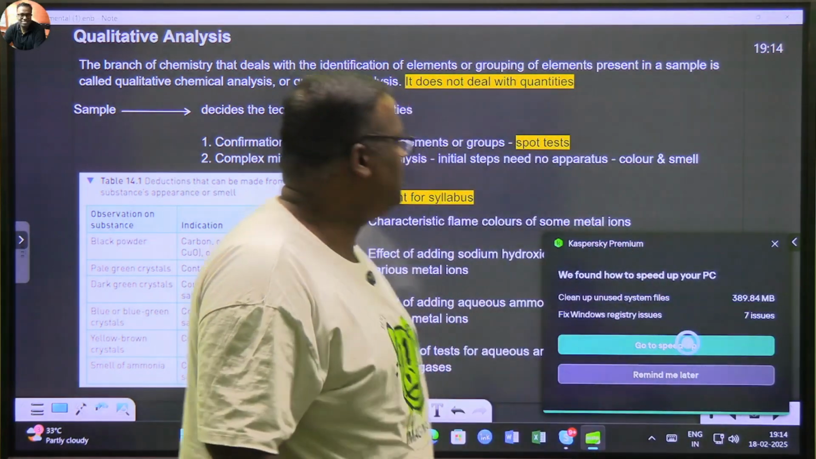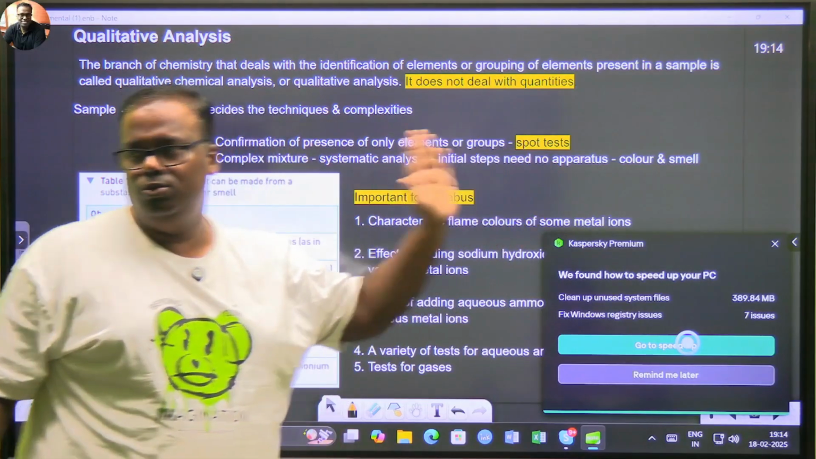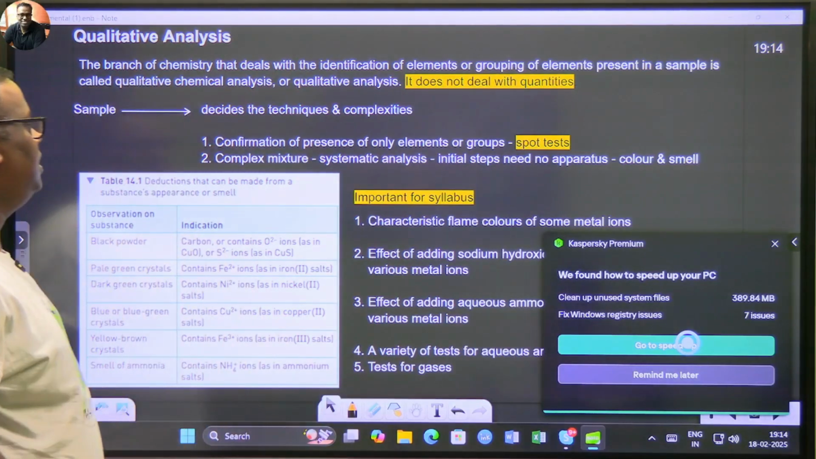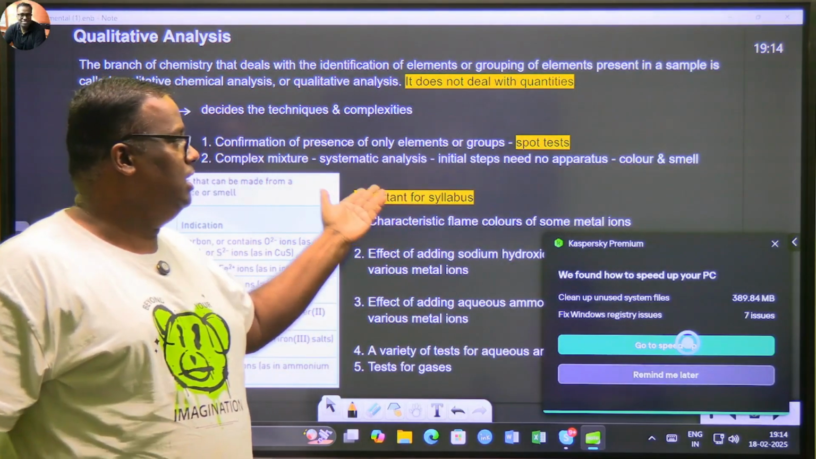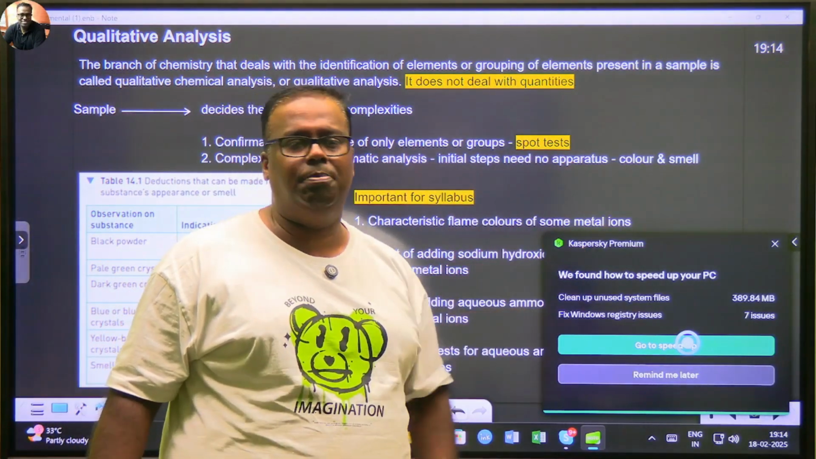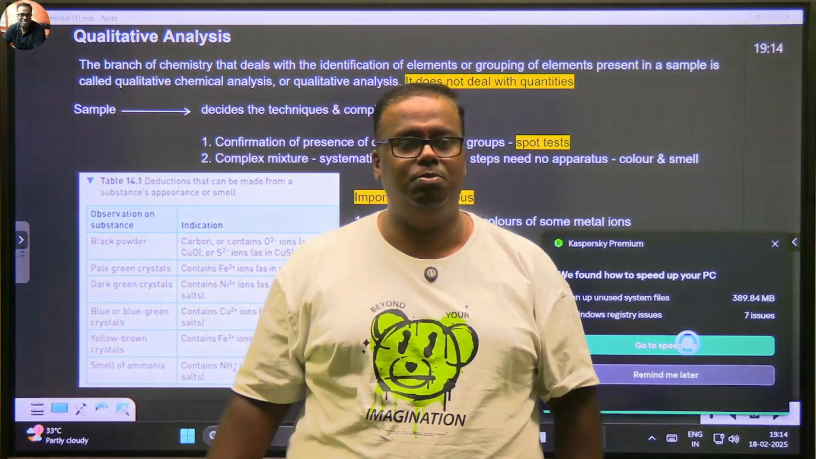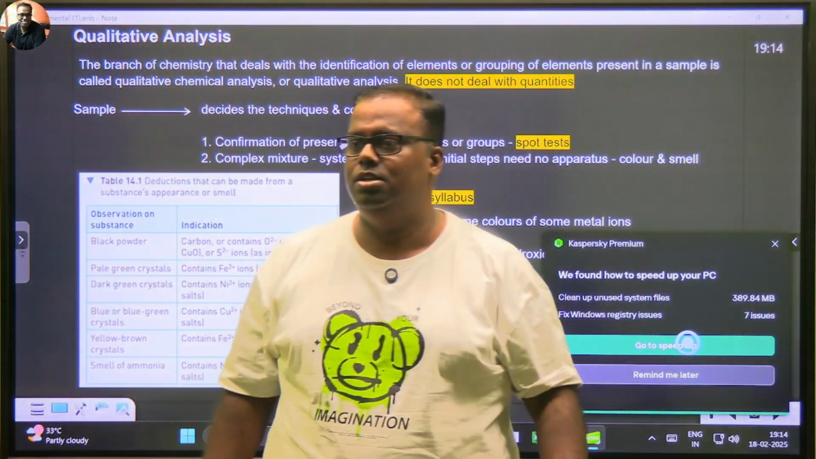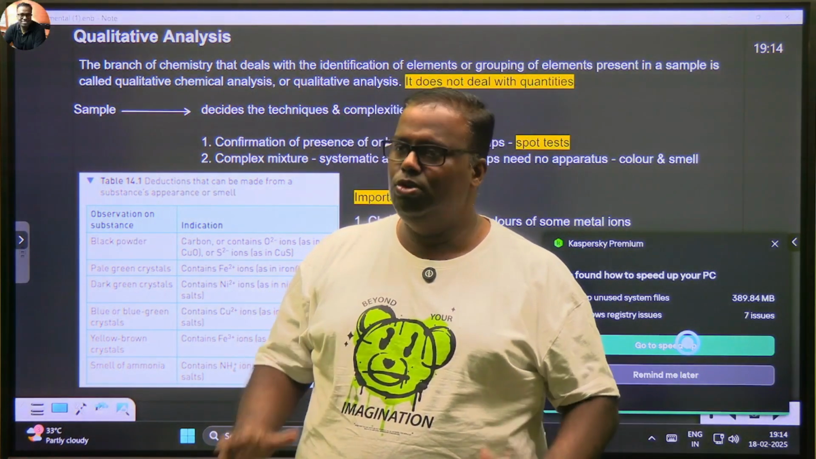So certain tests are there which we do for confirmation of the presence of only elements or groups, and we do them by spot test, right? No hard and fast rule. And then if you have a complex mixture, then we have to go by a systematic analysis. Initial steps do not need any apparatus. The initial step is always physical examination, color and smell. God has given us two organs, that is the eye and the nose. With these two also, you should be able to get to know what is present.